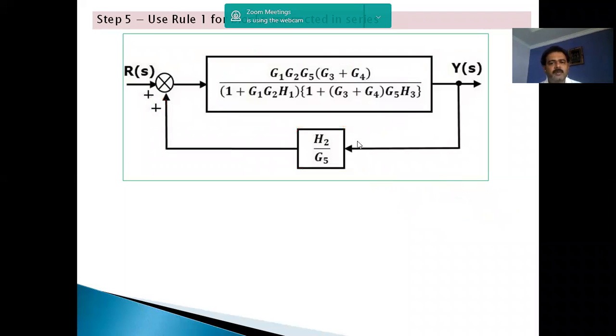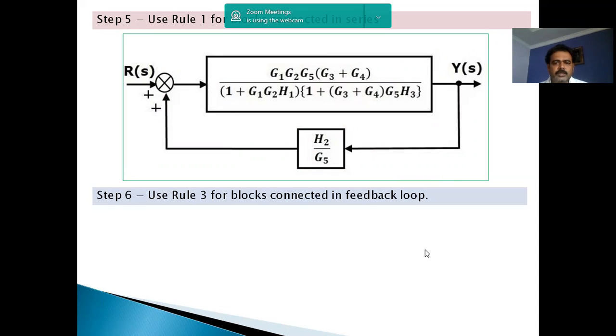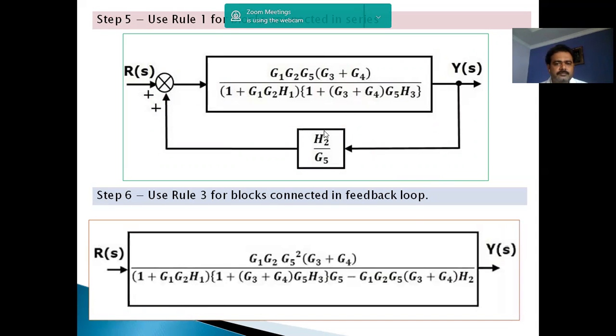It has some advantages. That's why in most of the cases it is given as negative feedback. Okay, next. Again, eliminating this feedback, you get the entire transfer function like this.